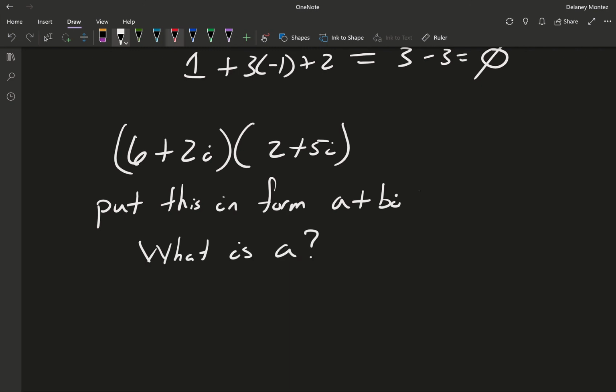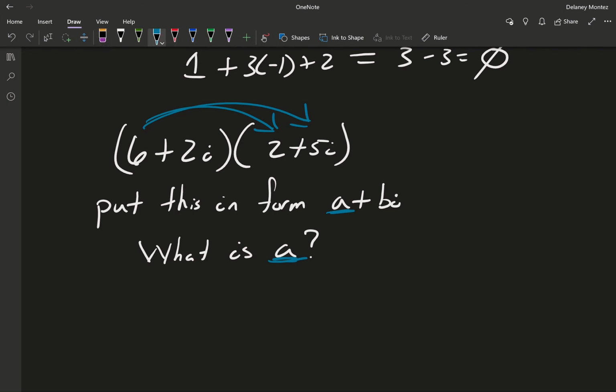So basically this question can try to confuse you if you don't know what this form is, right? All it's saying is that there's some real number and then some number in front of the i term, right? So of course you're given this and you want to simplify it. You're asking what's going to be that real term here. So let's simplify this really quick. Of course we'll distribute: 6 times 2, 6 times 5i.